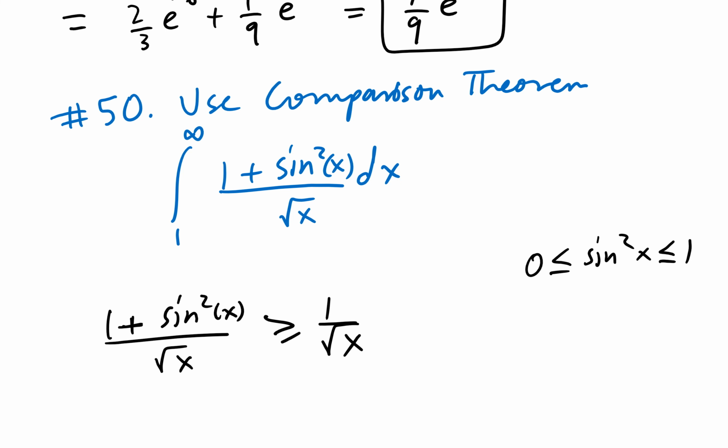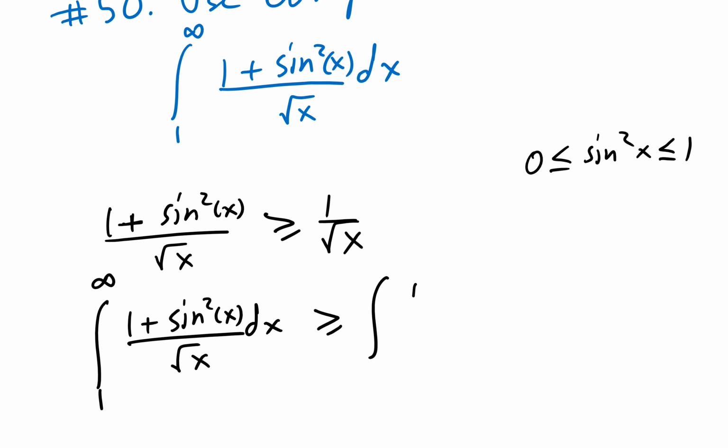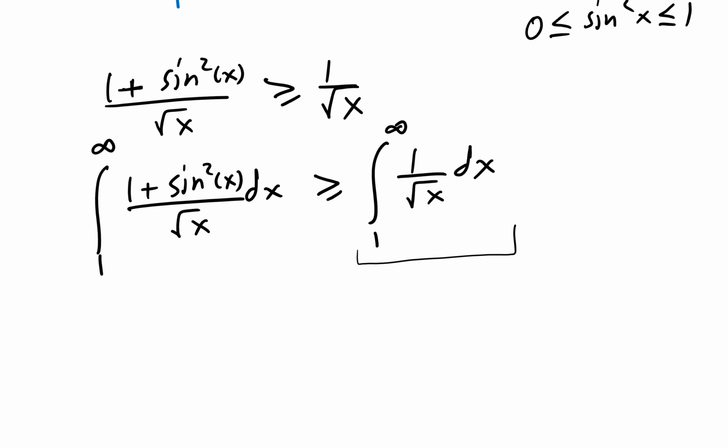Then what happens is, if you integrate both sides from 1 to infinity, I'm going to look at the right hand side first. We can integrate that by bringing it up as x to the negative 1/2. So it becomes 1/2 over 1/2, or 2, so 2 square root of x.